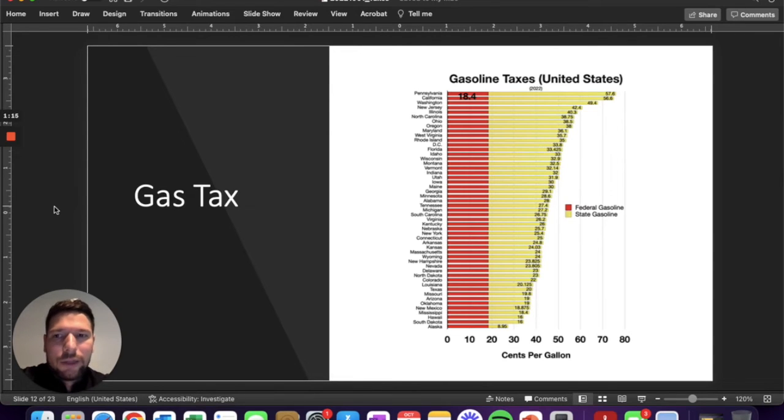And this is one that's kind of hidden and people don't even realize that they're paying. But every time you buy a gallon of gas, you're actually paying an additional tax to maintain the roads and bridges and so on.